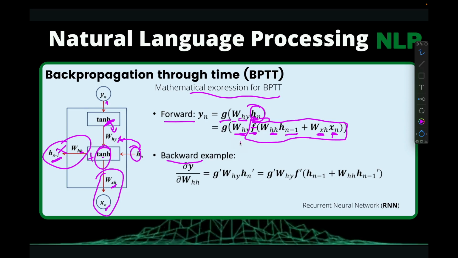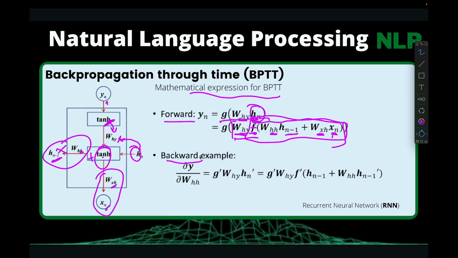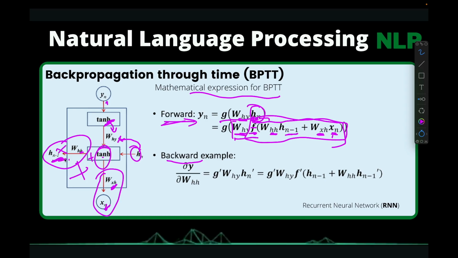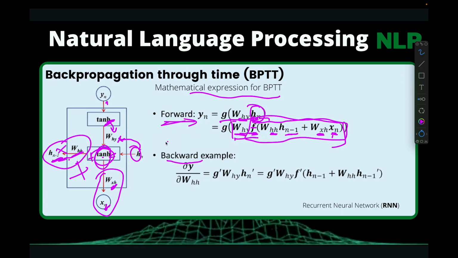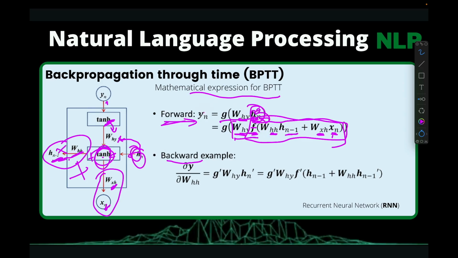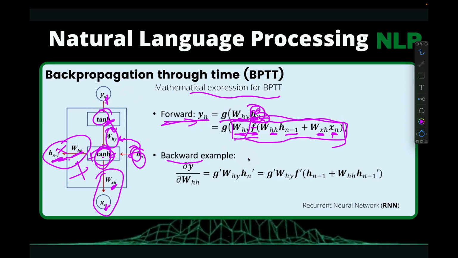So that's basically the entire expression, and that's the forward propagation. You have your input data, you multiply by its weight, plus the previous hidden state multiplied by another weight, and then you apply the non-linearity on it, which gives you the hn. Then you multiply it with the Why, apply the non-linearity on it, and you're going to have your yn. So that is the feed forward.